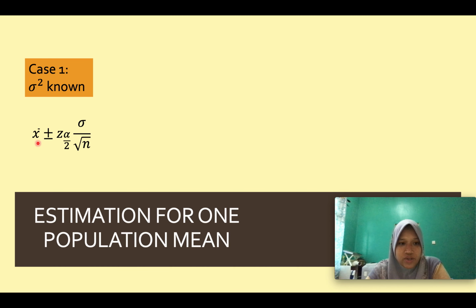This one is x bar, which is the sample mean, plus minus z alpha over 2 sigma over square root of n. Okay, so why do we use z? Because you are given the value of population variance or population standard deviation. Okay, that's why here it uses sigma, and then we use z.